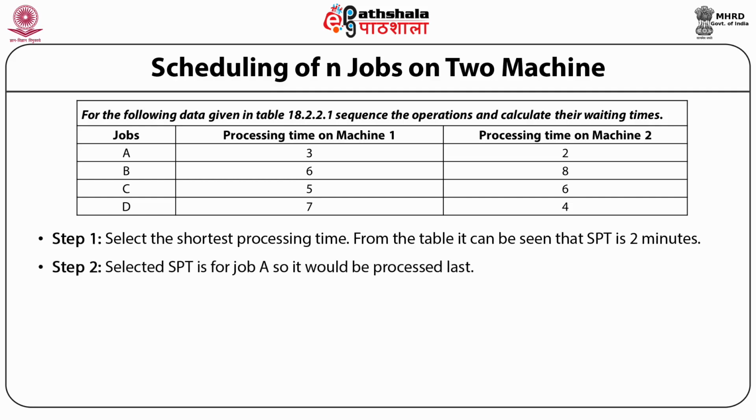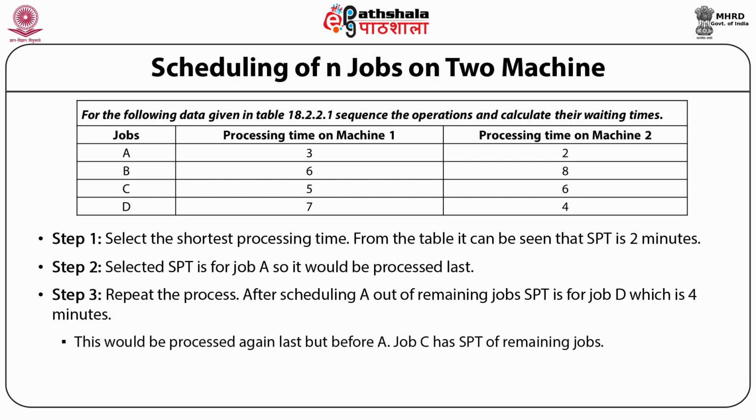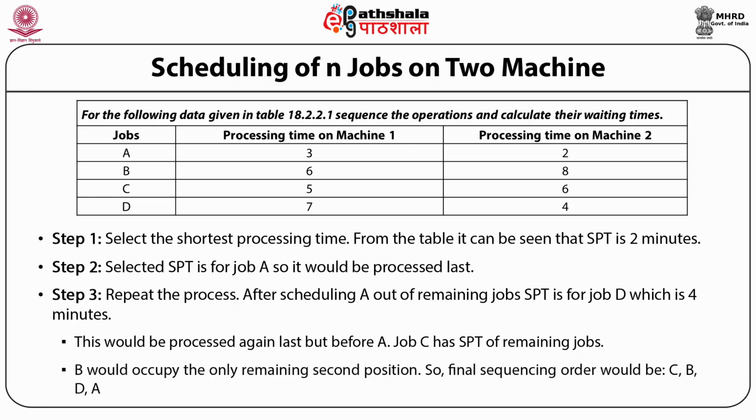The selected SPT is for job A, so it would be processed last. Step 3: Repeat the process after scheduling A. Out of the remaining jobs, SPT is for job D, which is 4 minutes. This would be processed again last but before A. Job C has the SPT of the remaining jobs. As it is for machine 1, it would be processed first. B would occupy the only remaining second position. So the final sequencing order would be C, B, D, A.